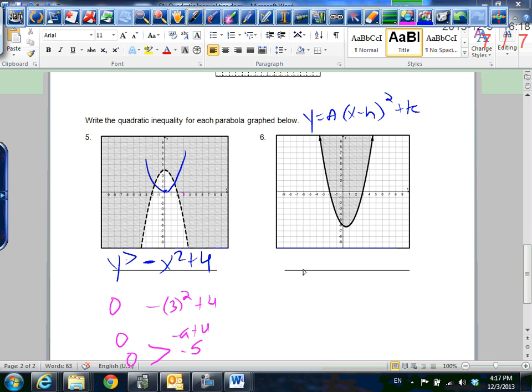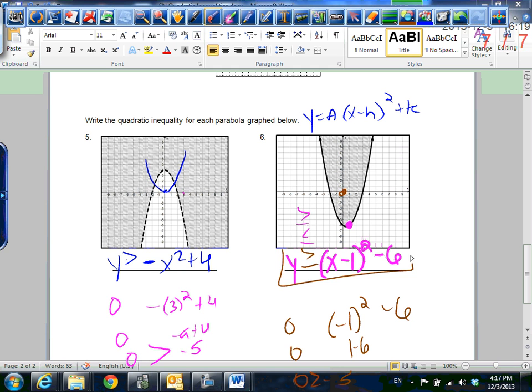Same thing for number 6, a little different. So y equals, we're not going to worry about the whole a thing. x minus 1, because it went to the right one. That's where we're going to say our vertex is. So minus 1 squared, and then down looks like 6. And it's not equal to, that's my bad. So it's either greater than or equal to or less than or equal to. Well, let's pick a point again that worked. So maybe 0, 0. So 0, and then 0 there gives me negative 1 minus 6. Well, so that gives me 0 and negative 5. Well, 0 is bigger than or equal to negative 5, so that works. That means I need a greater than symbol there.